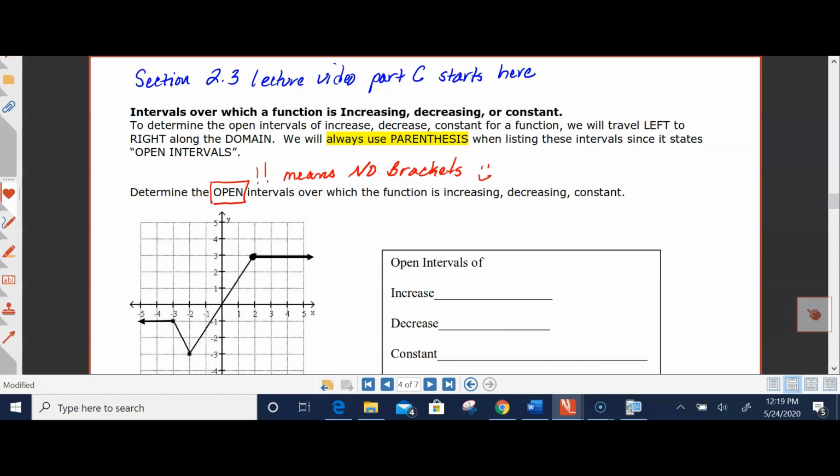So we're going to be finding these intervals by moving left to right along the domain. We're going to use interval notation. Since we're trying to find open intervals, that's the definition, we're going to always use parentheses. So for any of these increase, decrease, constant intervals, there will be no brackets involved.